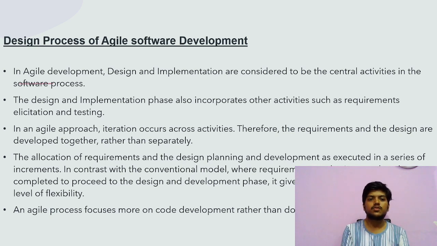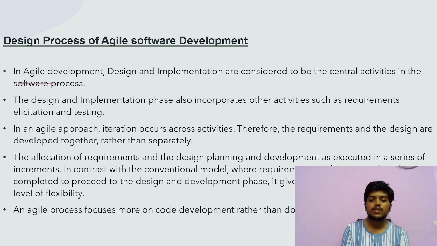Design process of agile software development. In agile development, design and implementation are considered to be the central activities of the software process. The design and implementation phase also incorporates other activities such as requirements specifications and testing. In an agile approach, iterations occur across activities. Therefore, the requirements and the design are developed together rather than separately.